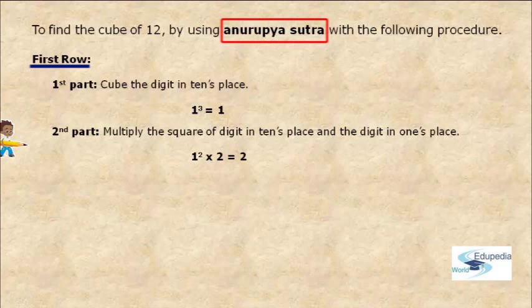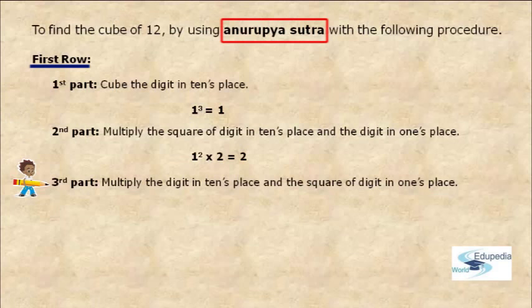Now coming to the third part, we have to multiply the digit that is in the tens place with the square of the digit in the ones place. Again coming to the number 12, the digit in the ones place is 2 and the digit in the tens place is 1. So by squaring the digit in the ones place, we will get 4 as the answer, and by multiplying that 4 with the number 1, we will get 4 as the answer. Therefore, 2 square into 1 is equal to 4.